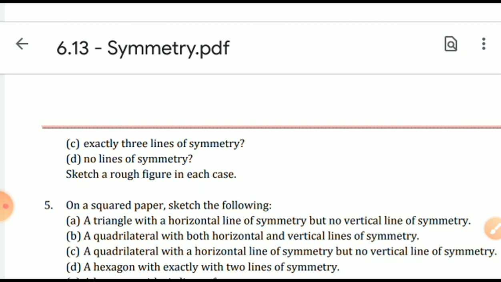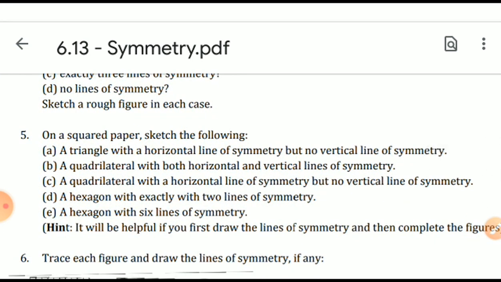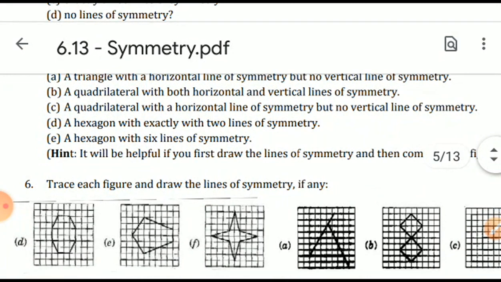Question number 5. On a square paper, sketch the following. A, a triangle with a horizontal line of symmetry but no vertical line of symmetry. B, a quadrilateral with both horizontal and vertical lines of symmetry. C, a quadrilateral with a horizontal line of symmetry but no vertical line of symmetry. D, a hexagon with exactly 2 lines of symmetry. E, a hexagon with 6 lines of symmetry. Hints are given, beta. It will be helpful if you first draw the line of symmetry and then complete the figure. Let's check it afterwards.